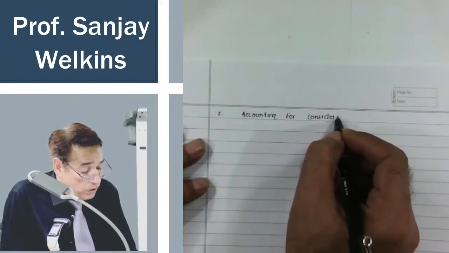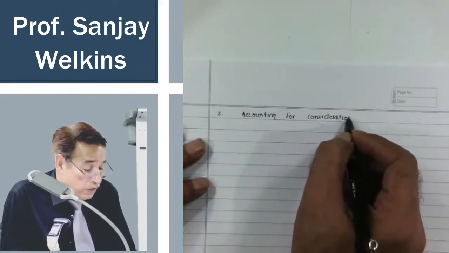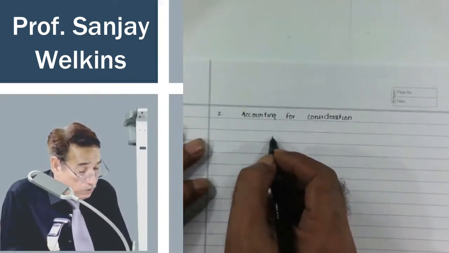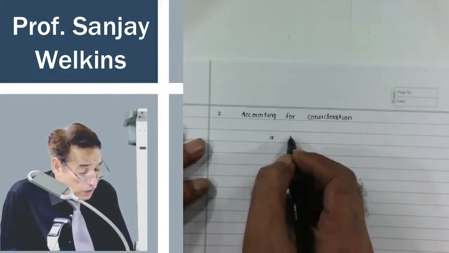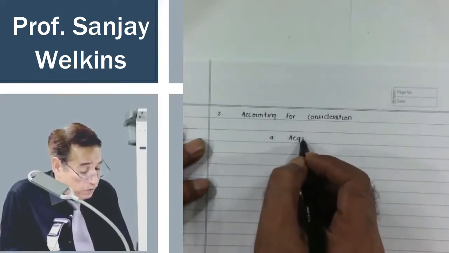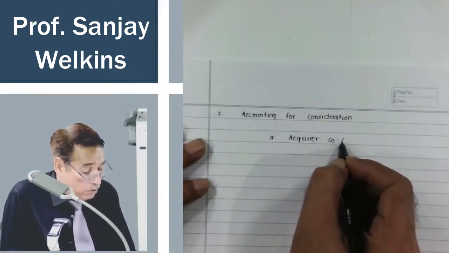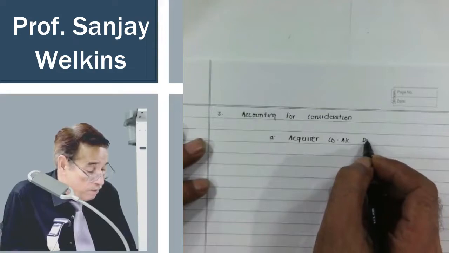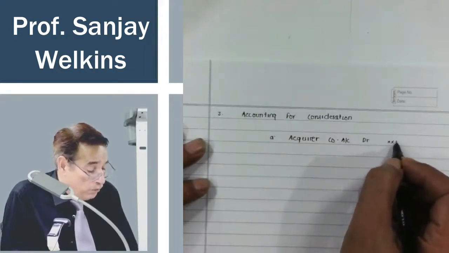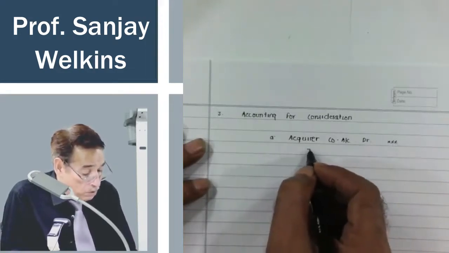Consideration means purchase consideration. You will receive the consideration. So first of all, you will pass an entry: acquirer company account debit. You are going to debit acquirer company account with the amount of consideration to realization account.